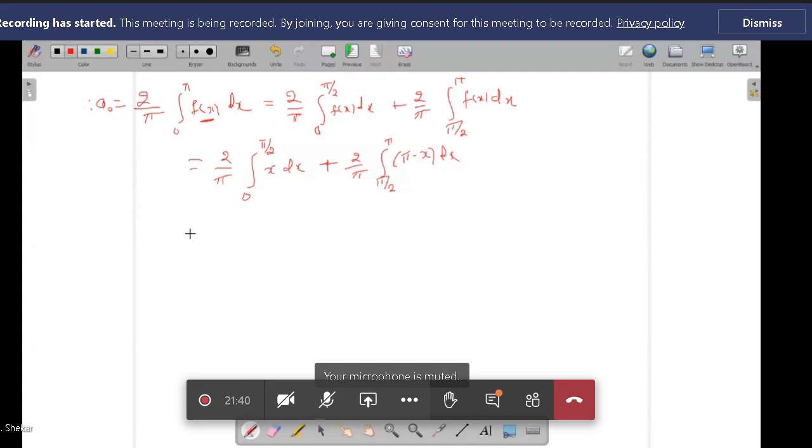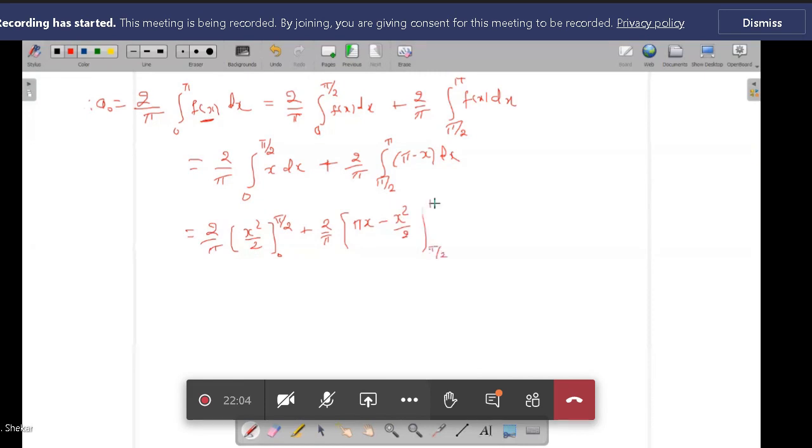Now after integration, this will be 2 by pi, integration of x is x square by 2, limits from 0 to pi by 2, plus 2 by pi, now integration of pi is pi x, and integration of x is minus x square by 2, limits from pi by 2 to pi.